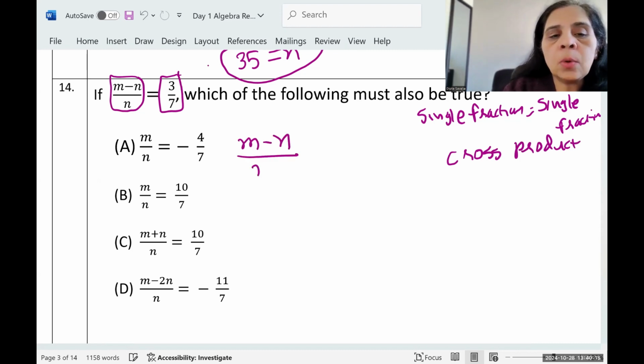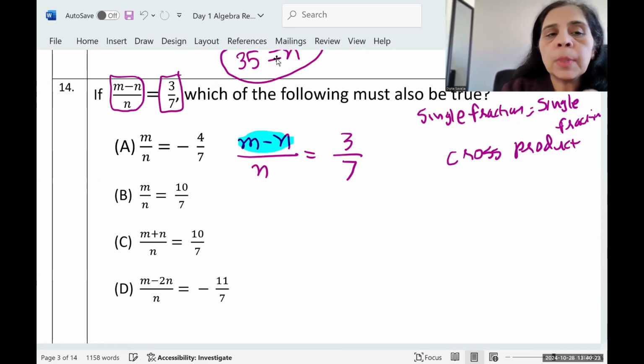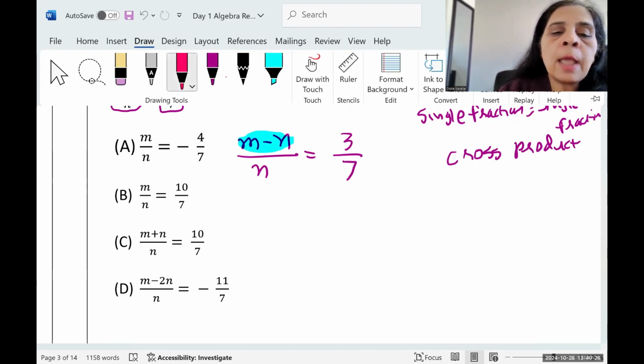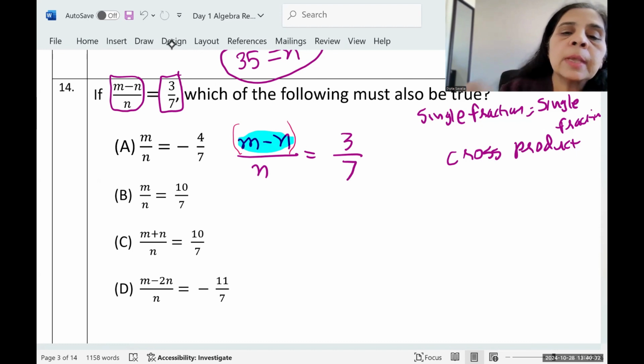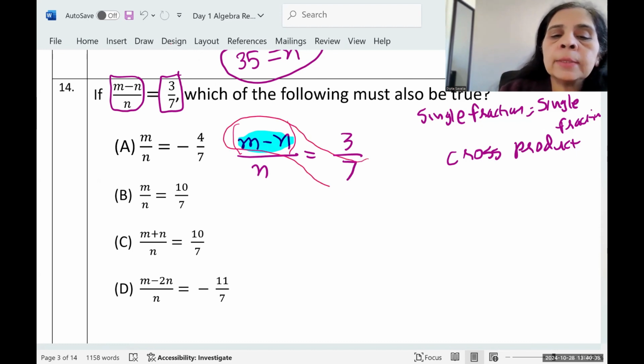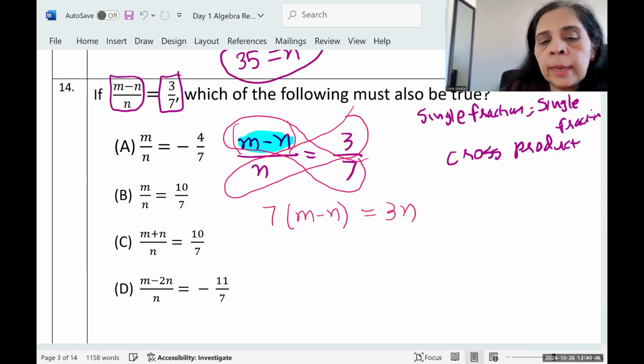m minus n over n equals 3 over 7. So before we do that, we can check. See, here we have two terms. So before I do the cross product, I will put parentheses here, so I will not forget to use the distributive property. So now we can see we need to multiply these two things. So we can write here 7 times, I have to do it in parentheses, remember, equals 3n. Now we can use the distributive property, and you can check here also. 7m minus 7n equals 3n.